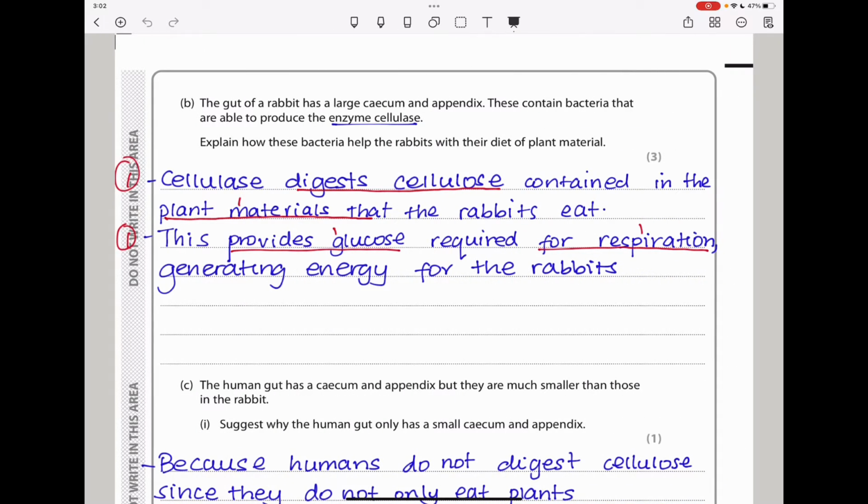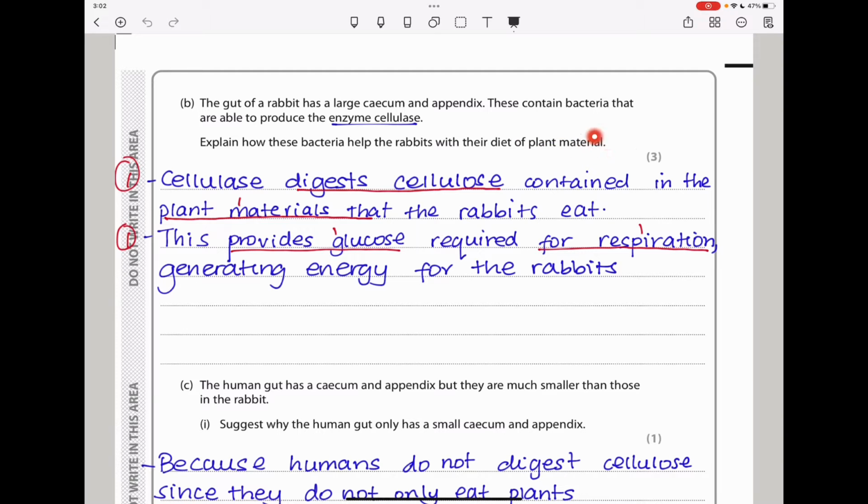Here they say, the gut of a rabbit has a large cecum and appendix. These contain bacteria that are able to produce the enzyme cellulase. Now, you guys know cellulase should be able to digest cellulose, since most of these enzymes derive their names from the substrates they work on. So here they say, explain how these bacteria help the rabbits with their diet of plant material.